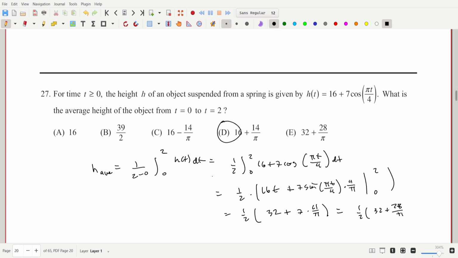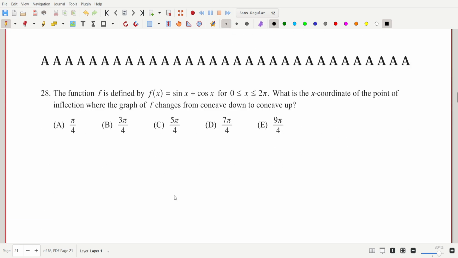If you're being clever, you might say, well, it's obviously 16 plus the average value of that, which it is. All right, 28. The function f is defined by whatever. What is the x-coordinate of the point of inflection? Okay, when it changed from concave down to concave up. That's important, that's extra information. All right, point of inflection. I need to look for this change from concave down to concave up. So f goes from concave down to concave up. That's going to be f double prime changing from negative to positive. So I want to make a sign diagram of f double prime.